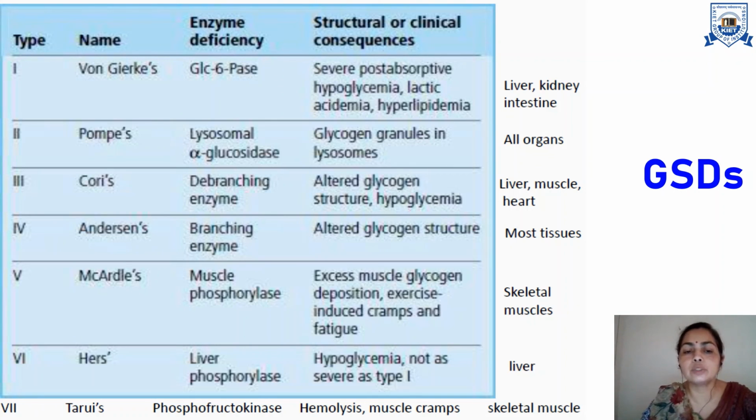Then, in the absence of liver phosphorylase, Hers disease shows hypoglycemia, and this manifestation is not as severe as we could see in Cori's disorder or in type 1. So this is Hers disease. Then in Tarui's, hemolysis or muscle cramps are also observed, and these are the organs associated with these deficiency disorders. So these are all different types of GSDs.